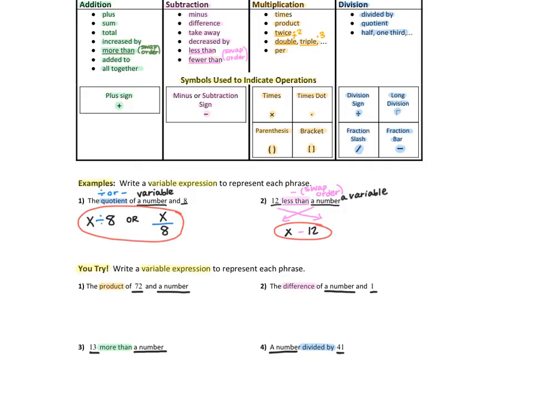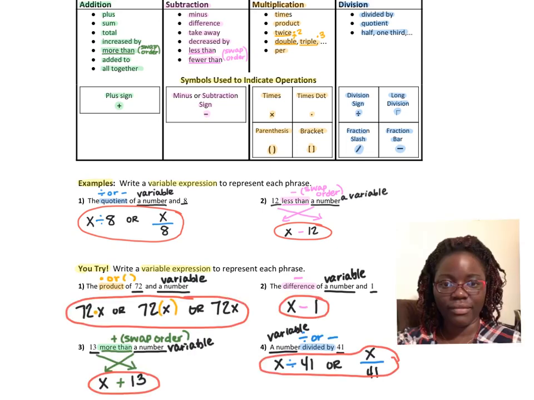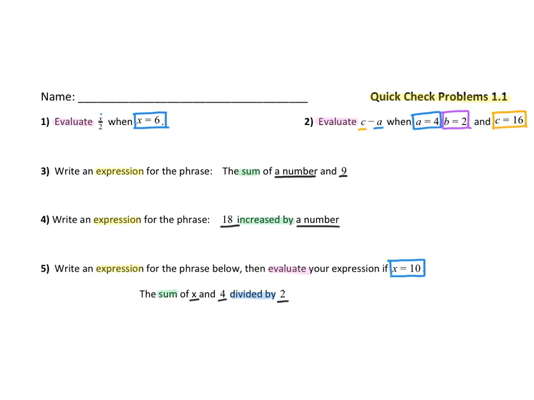Use the 2 examples that I just completed for you to try the You Try problems 1 through 4. Look over the problems that I just completed for you and let me know if you have any questions. To show that you have mastered this curriculum, please complete the quick check and turn it in before you leave class today.